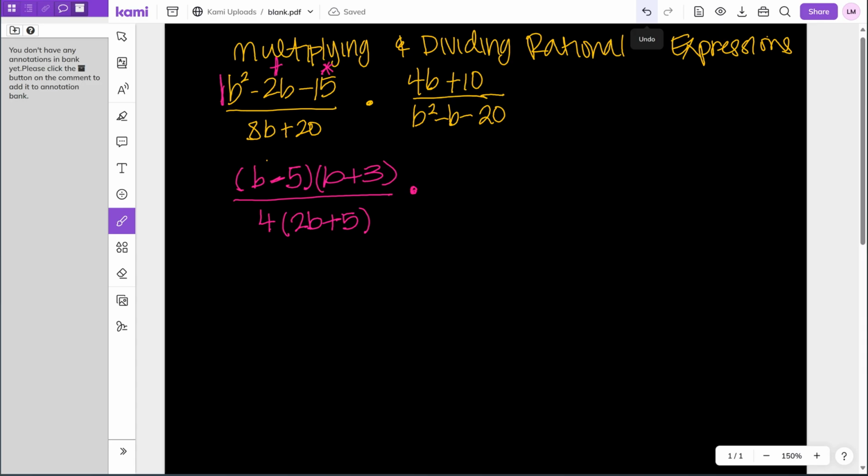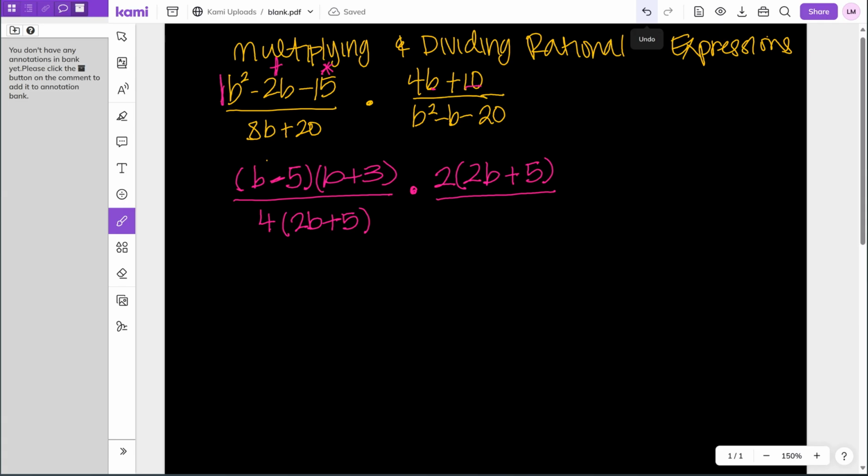Okay, on the top of this fraction, I have a common factor of 2. So I'm going to factor out a 2. Remember, I'm dividing these by 2 when I factor something out. So 4 divided by 2 is 2, and there's a b with it. 10 divided by 2 is 5.